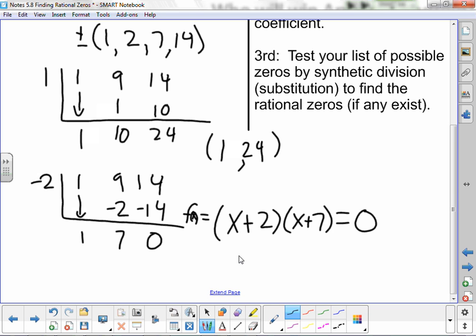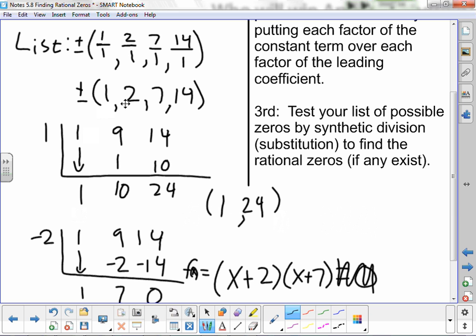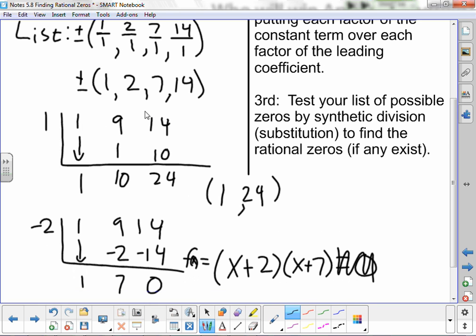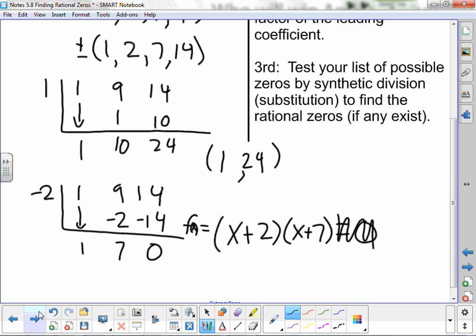So that's basically what this theorem does. It gives us a list. It narrows it down from infinity to eight possibilities, which is still less than infinity. And then you just start plugging in and checking, guess and check. That's basically what this is.